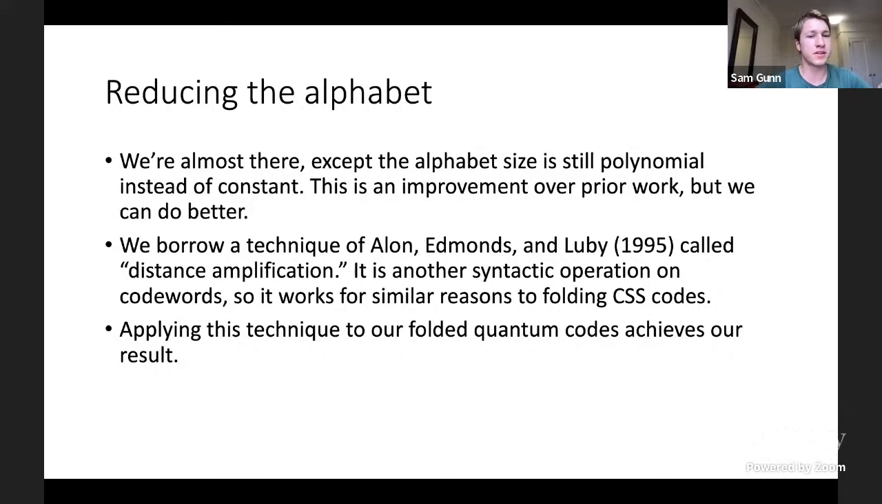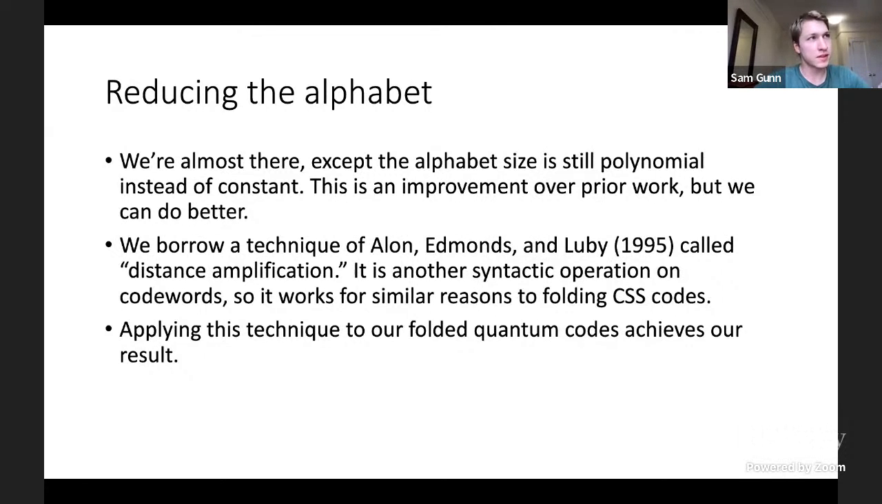But there's still one issue, which is that the alphabet size is going to be polynomial if we instantiate this with good list decodable classical codes in the CSS code. So this would still be new, but we can do a little better. The way we do this is we borrow a technique of Alon, Edmonds, and Luby, a classical technique in coding theory, which is called distance amplification.